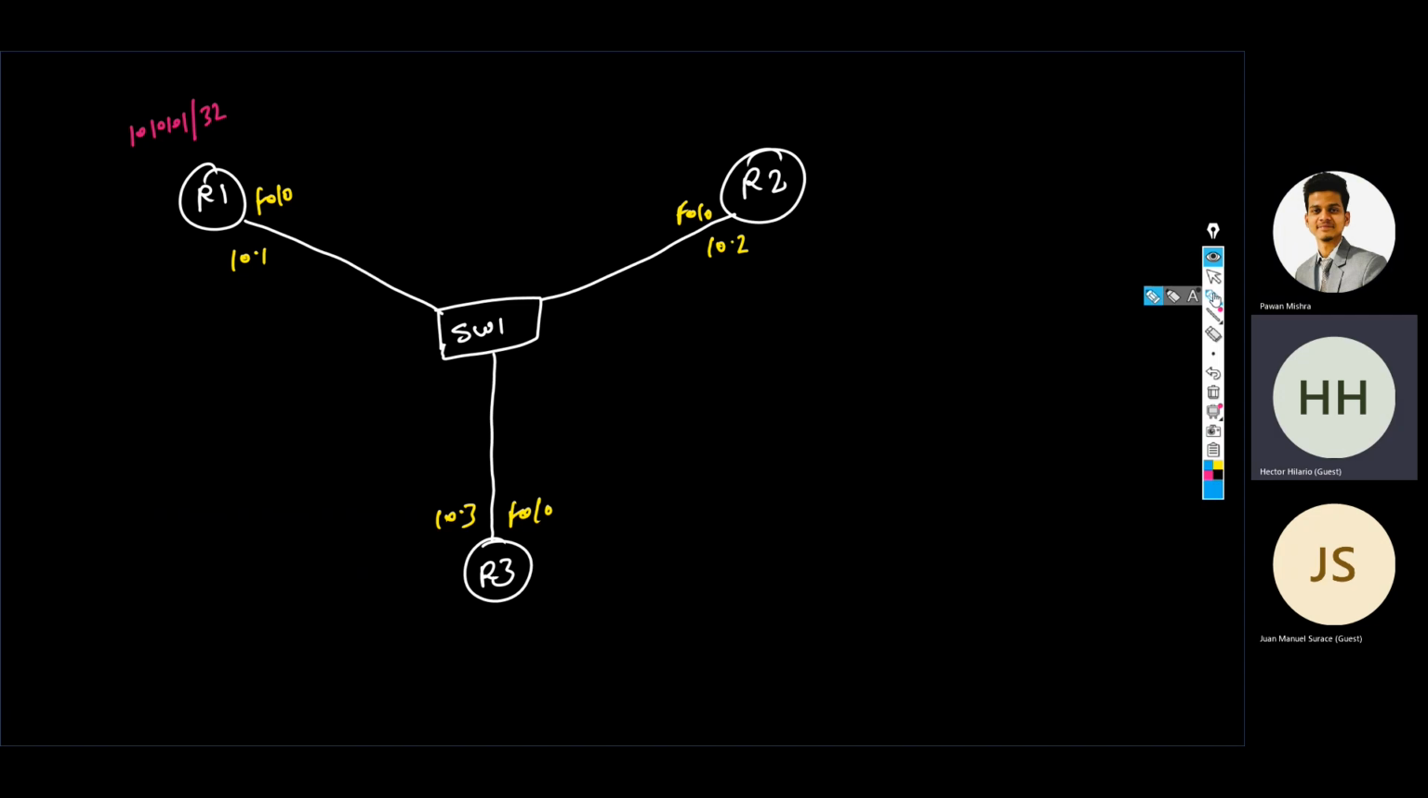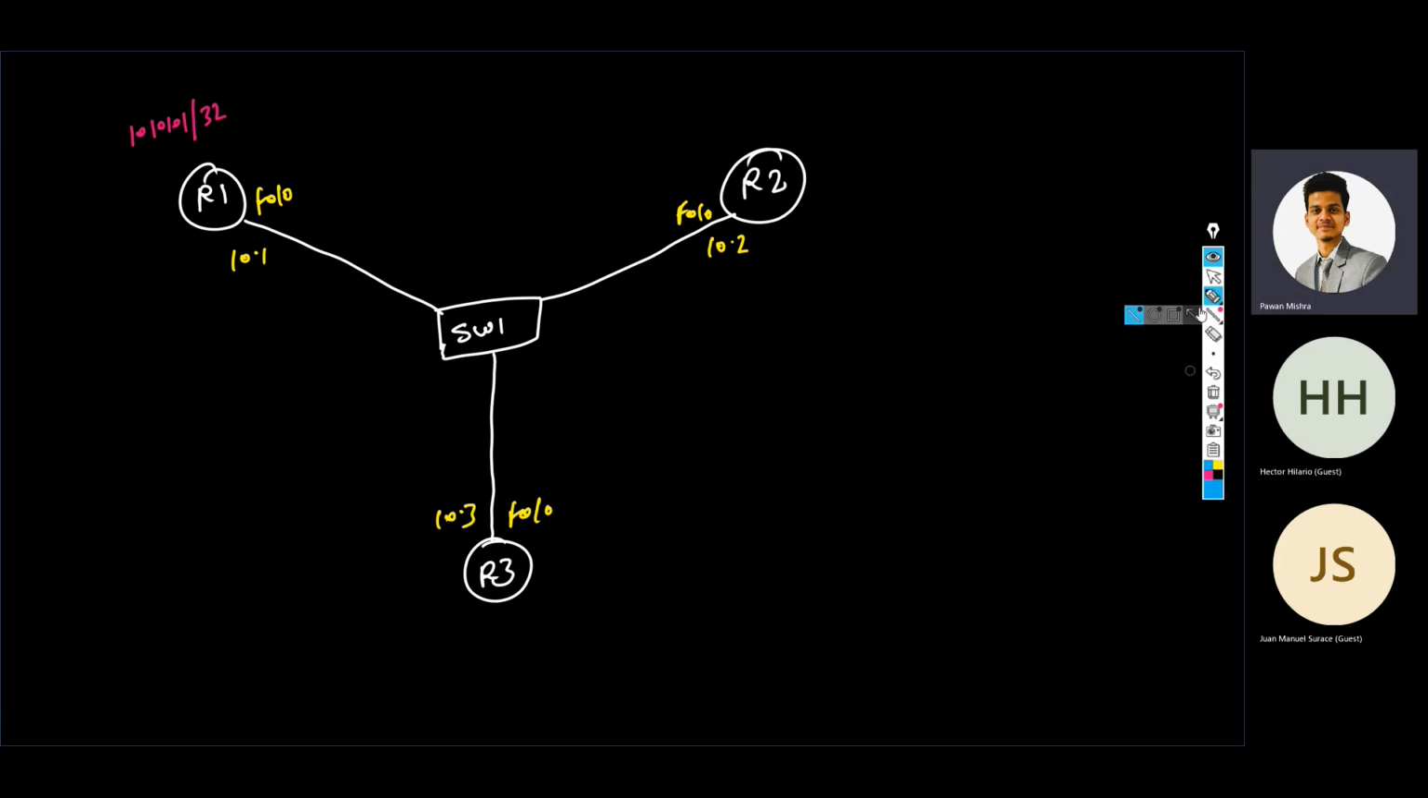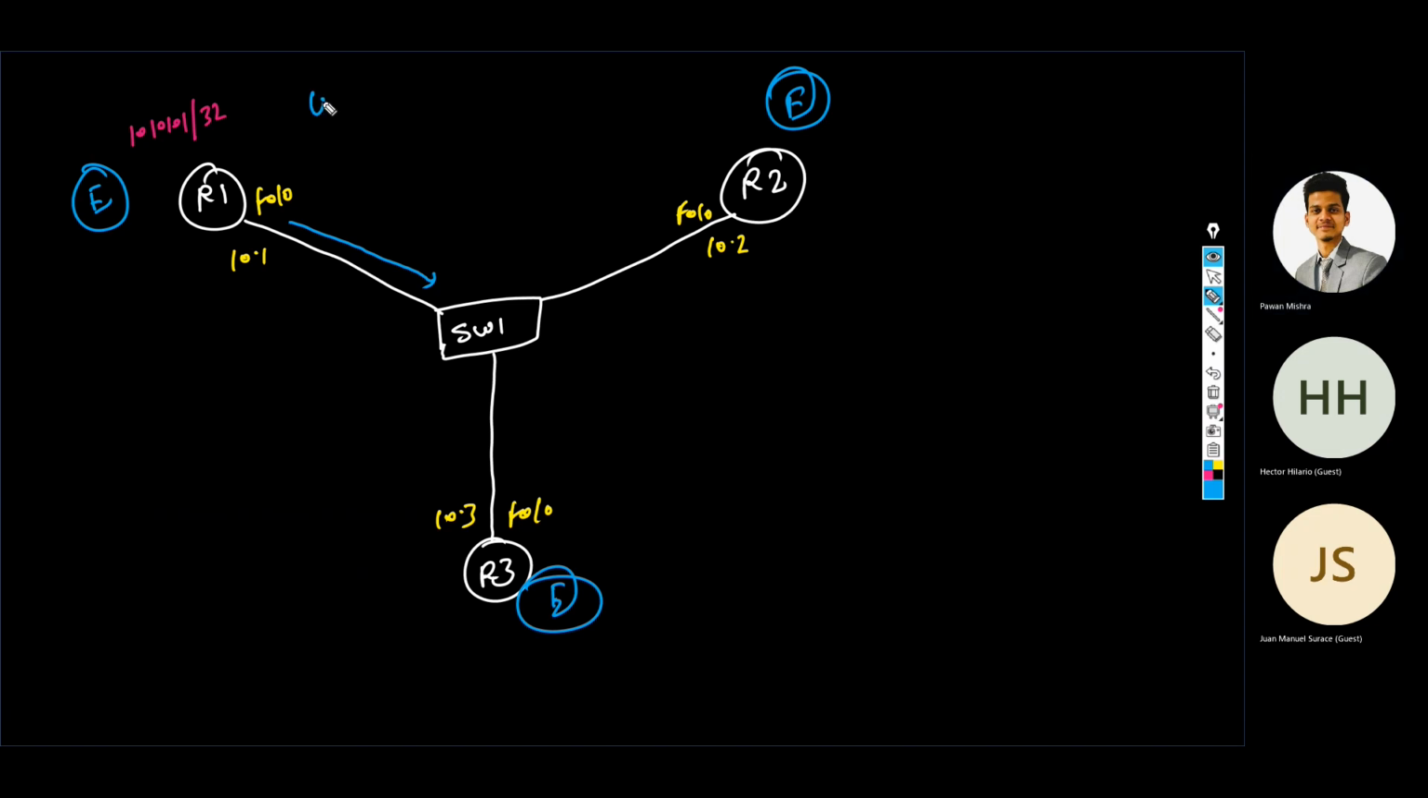Okay. Now let's say I enable the EIGRP on these three routers. So once I enable the EIGRP, what this R1 router will do, this R1 router will send an update to this switch. And inside the update looks like this.